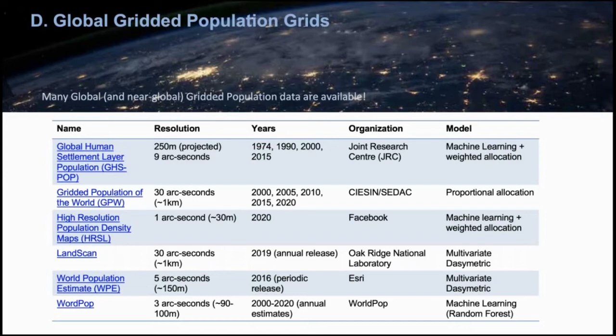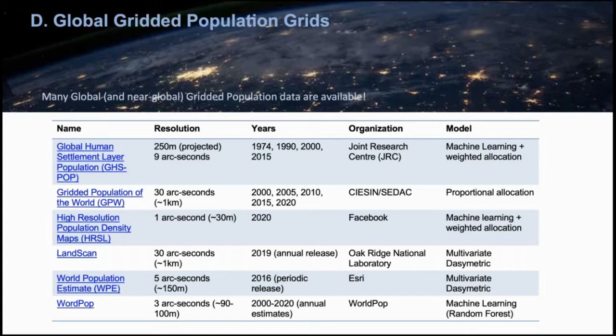So for instance, if we go down the list and look at the resolutions, they vary everywhere from 30 arc seconds or roughly 1 kilometer for LandScan and Gridded Population of the World, or GPW, to a moderate 250 meter resolution, 150 meter resolution for GHS POP from JRC and the World Population Estimate from ESRI, respectively. And then the more detailed data sets you get are WorldPop, which is about 90 or 100 meters, 3 arc seconds globally, and the High Resolution Population Density Maps, also known as HRSL, which is down to 1 arc second or normally 30 meters.